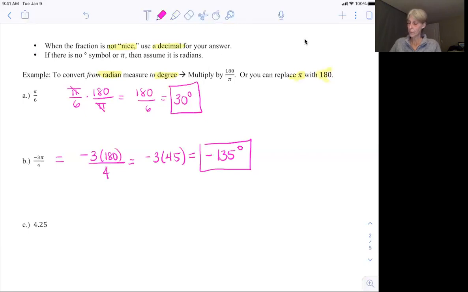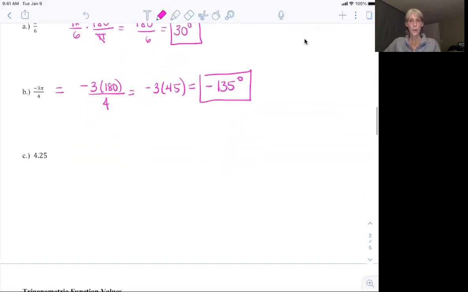Once again, decimal. Now notice the difference. When we give you a pi in the angle measure, you don't have to write the word radians. It's assumed it's radian measure. But if you just have a decimal, then we're dealing with radians, and we should really include the word. There's a mistake here; this should be 4.25 radians.